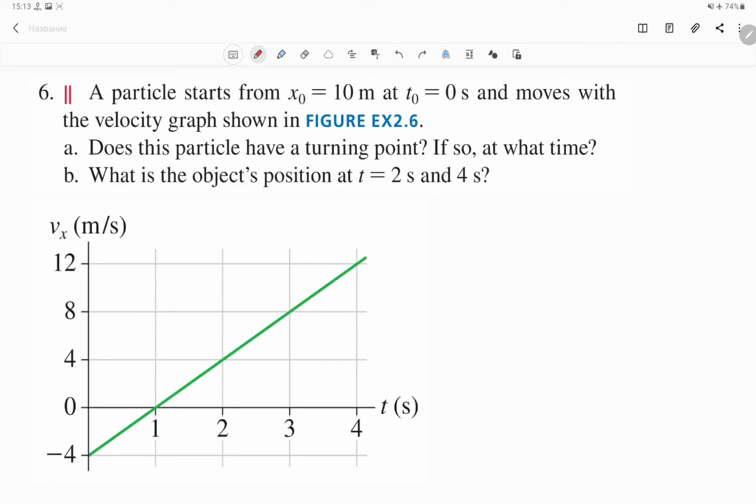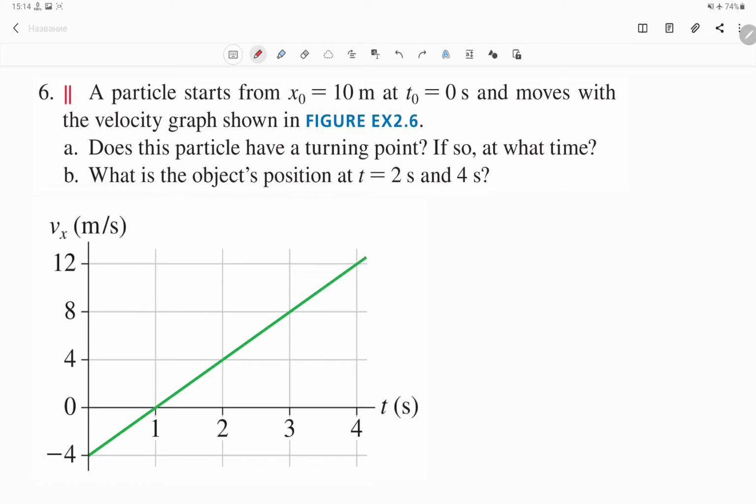Question: we have a particle that starts from 10 meters. This is the initial position basically, and it moves with the velocity graph shown in this figure. Does this particle have a turning point? If so, at what time? What is a turning point? A turning point means that it should change its direction. So it should stop, velocity should become 0, and it should go back.